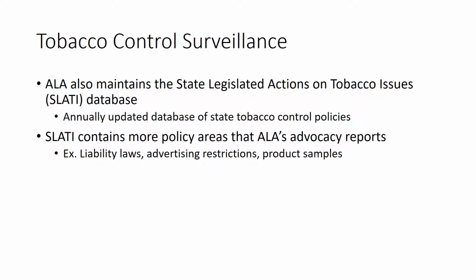But on top of these 5 key areas, the ALA also maintains the State Legislated Actions on Tobacco Issues database. So again, it's annually updated. It's a more thorough database of state-level policy actions, and includes more areas than the advocacy reports might include. So they have things like advertising restrictions and liability laws, and other areas that could be of interest to tobacco control researchers and policy creators.